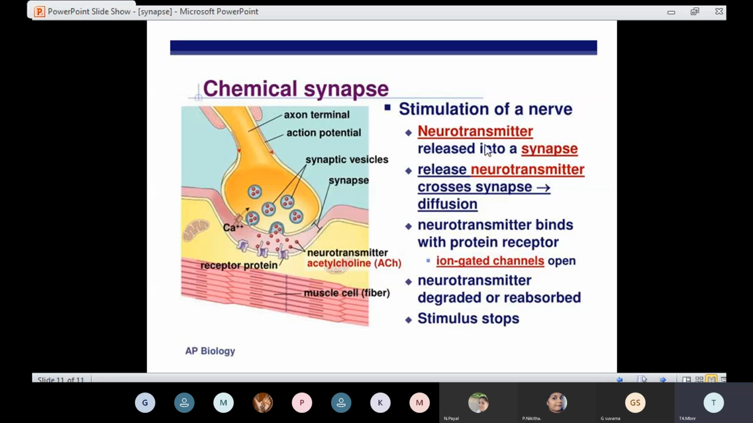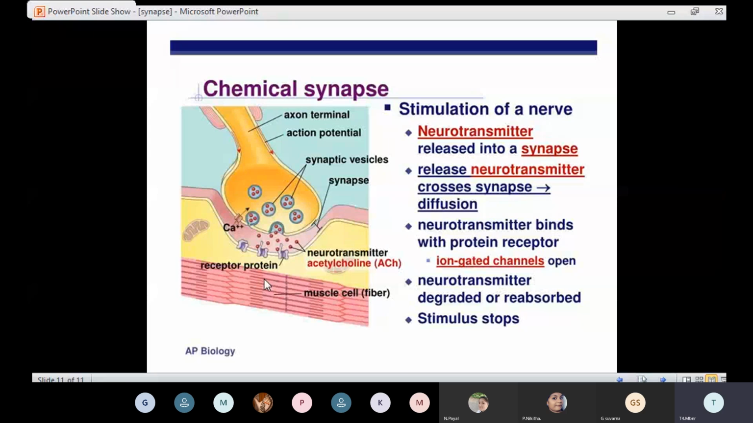See, stimulation of the nerve. Neurotransmitters are released into the synapse. The released neurotransmitter crosses the synapse and diffuses. Neurotransmitters bind with protein receptors present on the muscle cell. Ion gated channels open, then the neurotransmitter is degraded or reabsorbed. Once it has passed, it will degrade or be reabsorbed, and the stimulus will stop from here to here. Then from here it will go to another place.